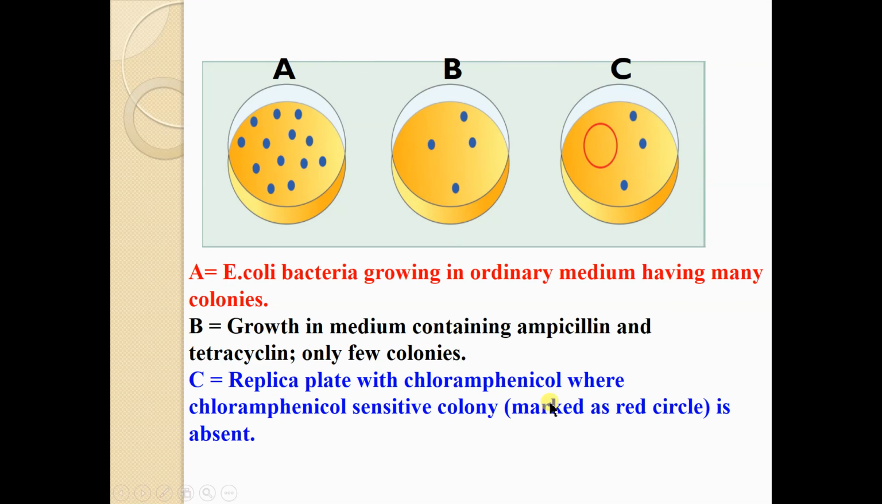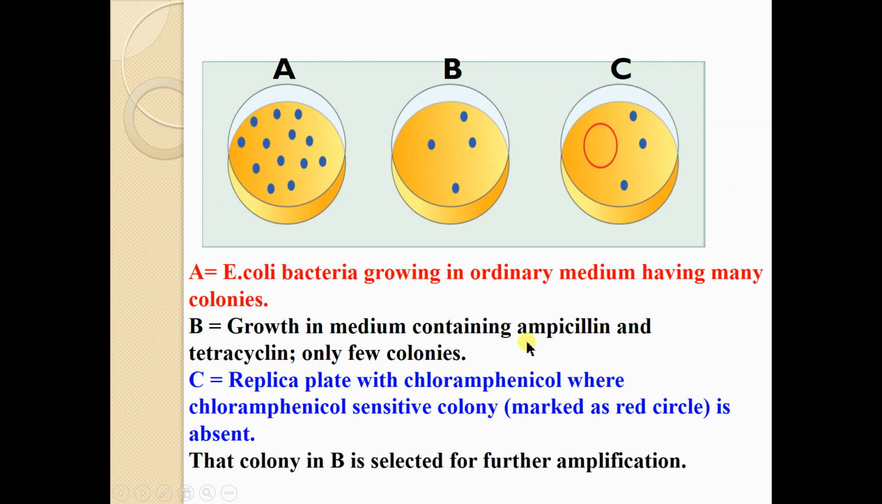So this is the replica plate with chloramphenicol where the chloramphenicol-sensitive colony is absent. Chloramphenicol sensitive means chloramphenicol can act upon that type of colony, which is absent in C medium. That is our colony of interest. Now we identify our colony of interest, then this colony is taken out from that medium, and it is grown further. This colony is selected for further multiplication or amplification.